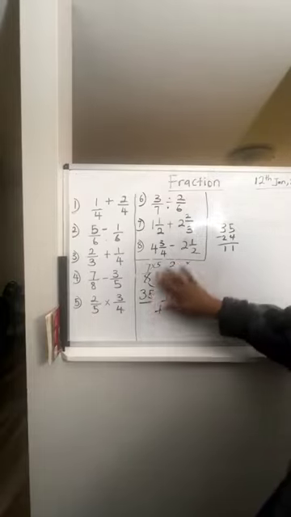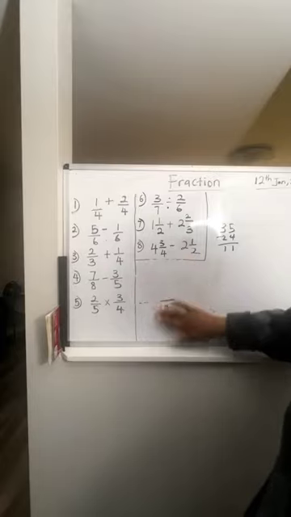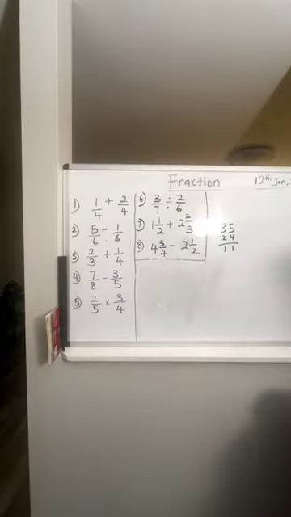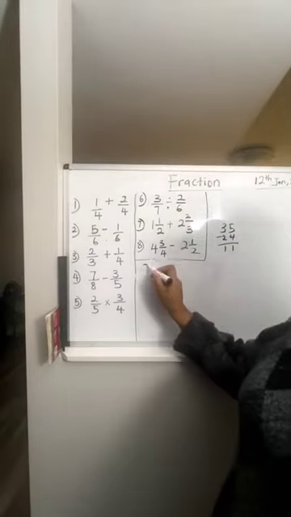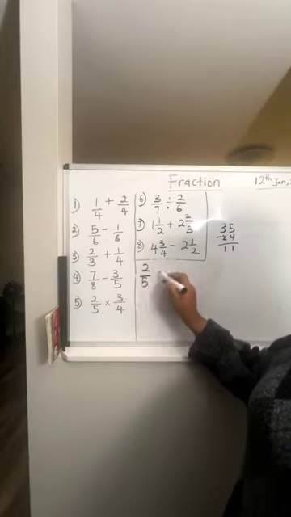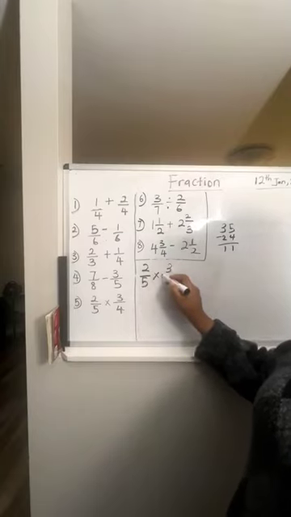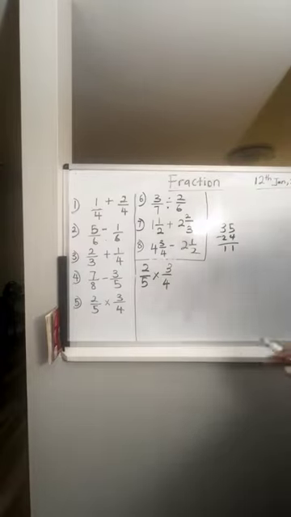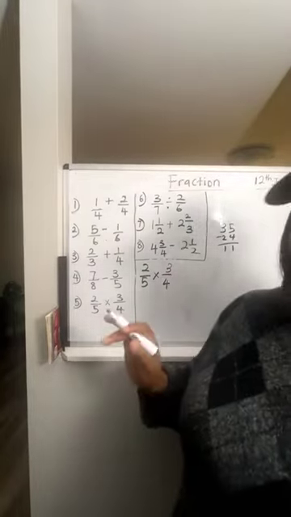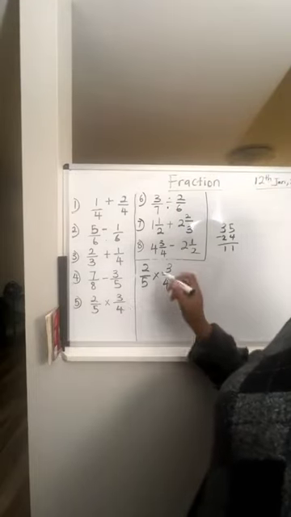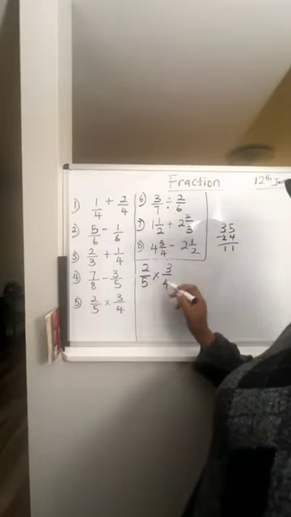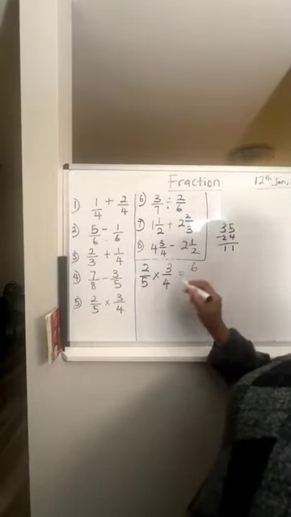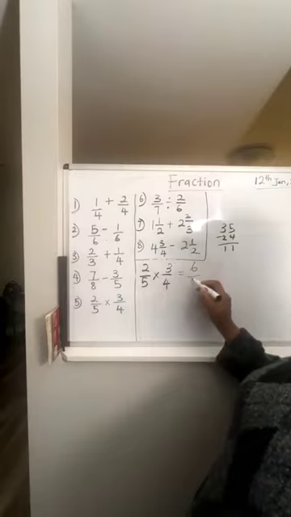We are moving to number 5, which is multiplication. We have 2 over 5 times 3 over 4. Now, what do we do when it is multiplication? We just do top times top, bottom times bottom. So top times top, which is 2 times 3, will give you 6. 5 times 4 will give you 20.